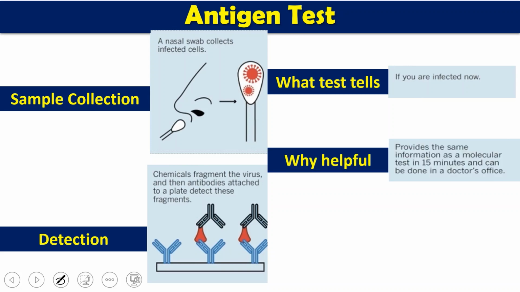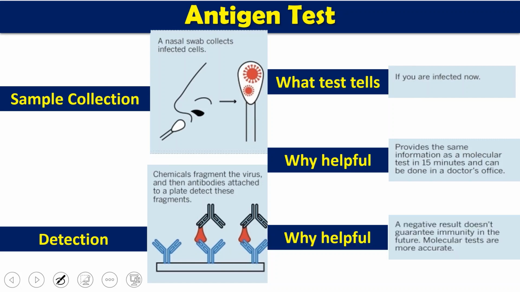How is it going to be helpful? It provides roughly the same information as the molecular RT-PCR gives you, in a very short time, because RT-PCR takes a few hours, whereas this antigen test is a simple test. It will take a minimum of 10 to 15 minutes and it will give you the result. But a negative result does not guarantee that you have immunity or that you are not going to be infected.